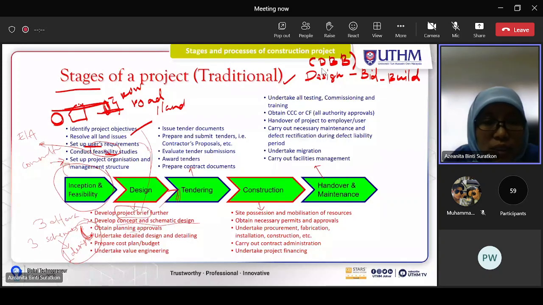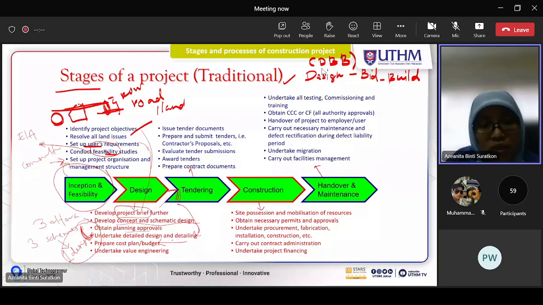So, the detail design and detailing that I mentioned just now. Once they have the detail design, they will come up with the cost plan and budget. So the client sort of knows what the commitment for the project is, how many millions or billions the client has to spend for the project. Once the design is completed, they already know the budget, the cost for the project.